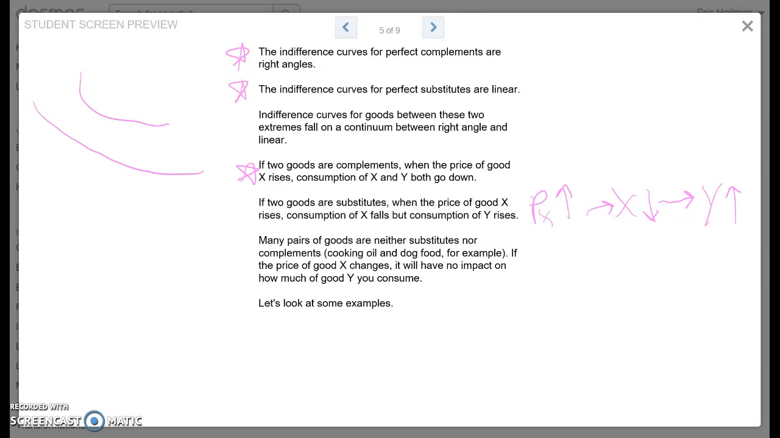So many pairs of goods are neither substitutes nor complements. Like cooking oil and dog food, for example, are neither substitutes nor complements. The price of cooking oil has no effect on how much dog food you consume. Those are items from my grocery list the other day. If the price of good X changes, it will have no impact on how much of good Y you consume. Okay, so let's look at some quick examples here.